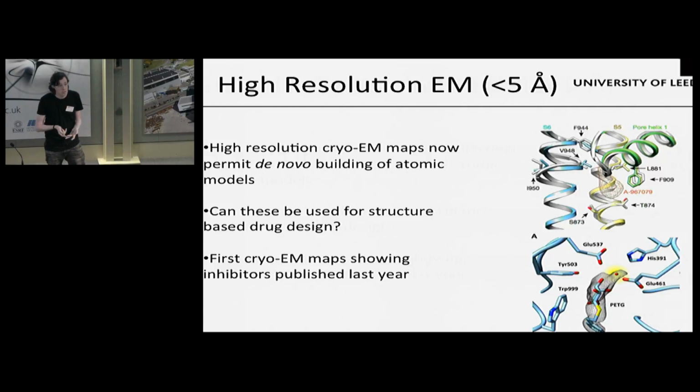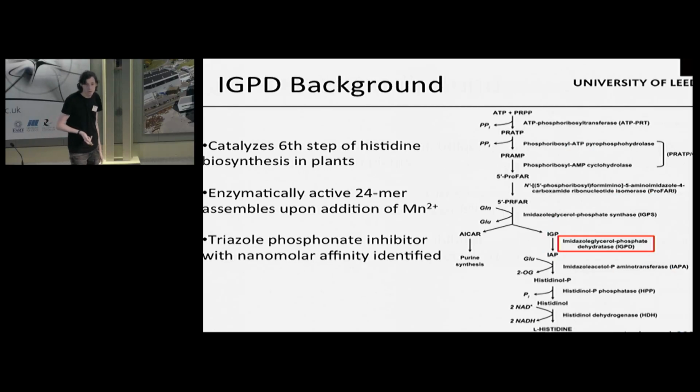So we thought, could we do this? And if we can, we're probably going to need a different specimen, because the V-ATPase clearly is not ideal for this. So for this, we move on to a new test system called IGPD. Again, I'm not going to tell you anything about this protein. So it's involved in histidine biosynthesis in plants. It's a potential herbicide target, which is why a few industry groups are interested in it.